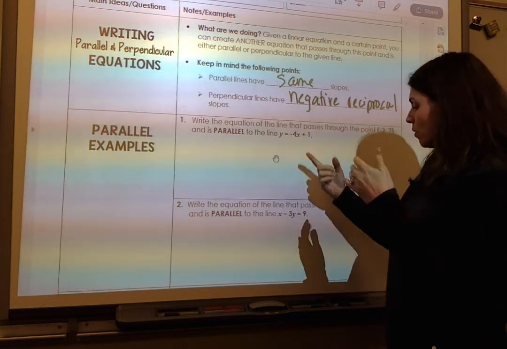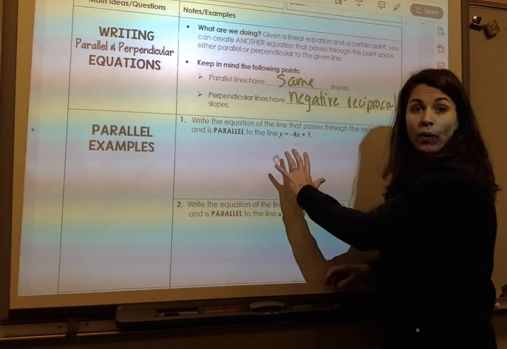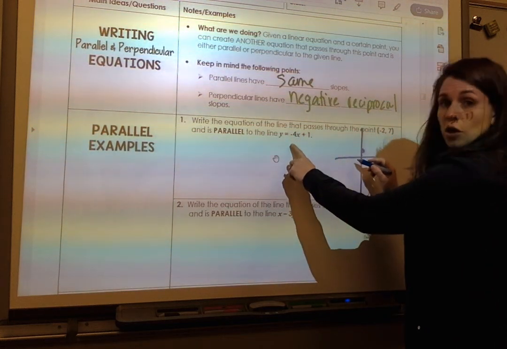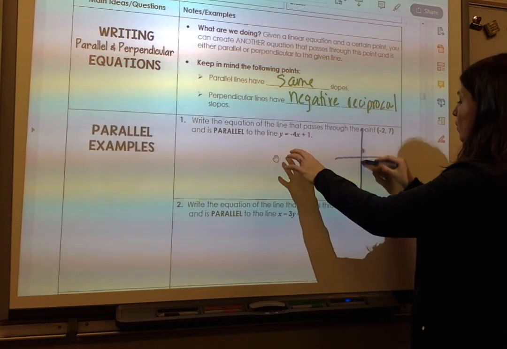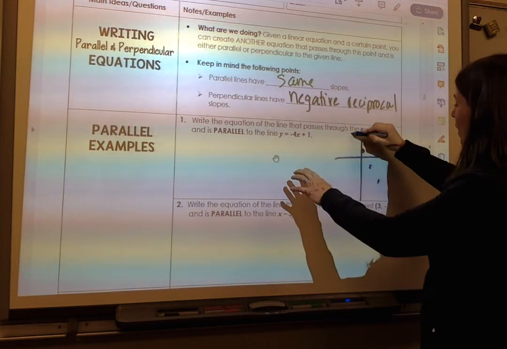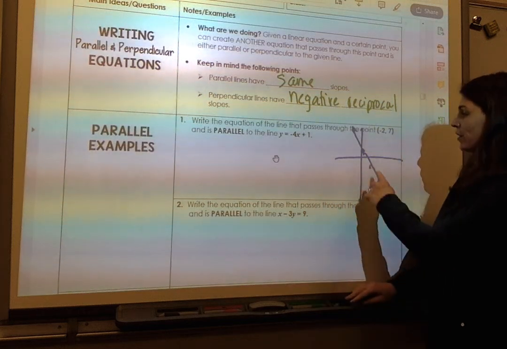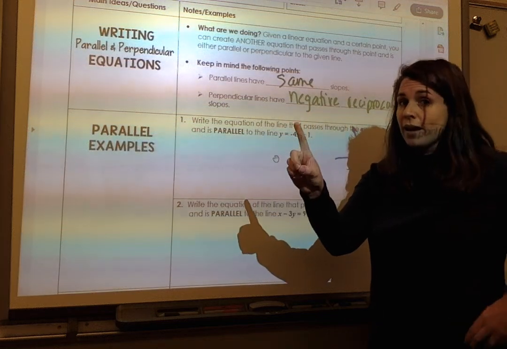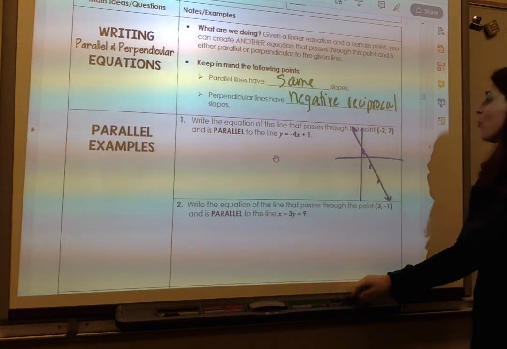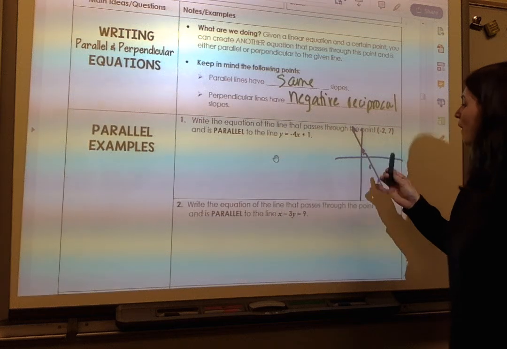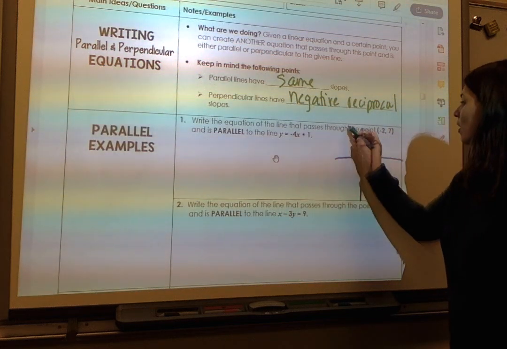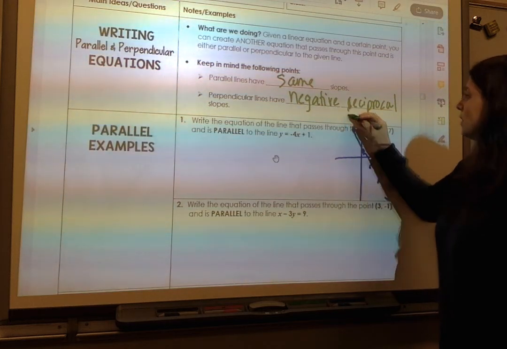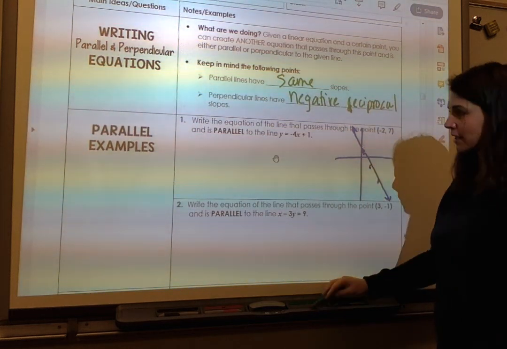Well, if we know what this line looks like when we graph it, right? If I were to graph this line, my beginning point's 1 and my slope is negative 4 over 1. So I would go down 4 over 1, down 4 over 1. And this is a rough draft of what that line would look like. Well, my question is calling for a parallel line that passes through the point negative 2, 7. Well, if I can imagine negative 2, 7 on my graph, negative 2, 1, 2, 3, 4, 5, 6, 7. So up here. It's got to pass through that point and it has to be parallel.